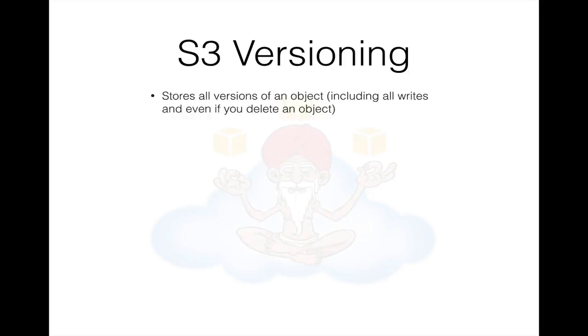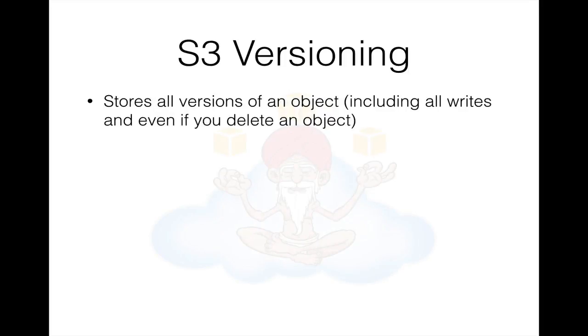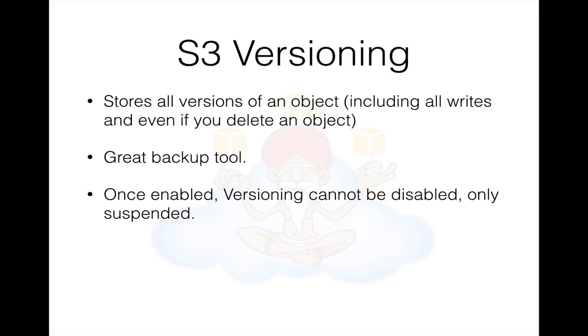Let's move on to S3 versioning. What is S3 versioning? Basically, it stores all versions of an object, including writes, and even if you delete an object. So you might have a Word file that says hello in it, and you've saved it to your S3 bucket. You might then go in and update that Word file and say hello world. You would then have 2 versions of that file on your S3 bucket, the one with hello and the one with hello world. It's a great backup tool, and once enabled, versioning cannot be disabled, only suspended, so that's quite important to note.